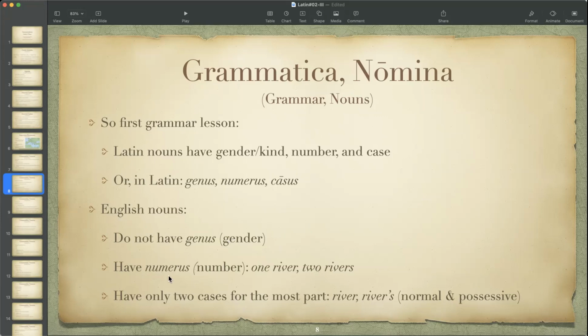English does have number, i.e. one river, two rivers. So we might say singular or plural. English certainly has that. Latin has that as well. And the other thing that English does not have much of is case, casus. English has two cases: river, and rivers, which we would say is possessive. So this is going to be a bit strange to folks if your native tongue is English and you've never learned another language. We're not going to get too deep into it right away, okay? We're doing the natural method here, and we're going to slide our way into it. We're going to see how it works in the readings, and then eventually we'll get to actually discussing the matter.